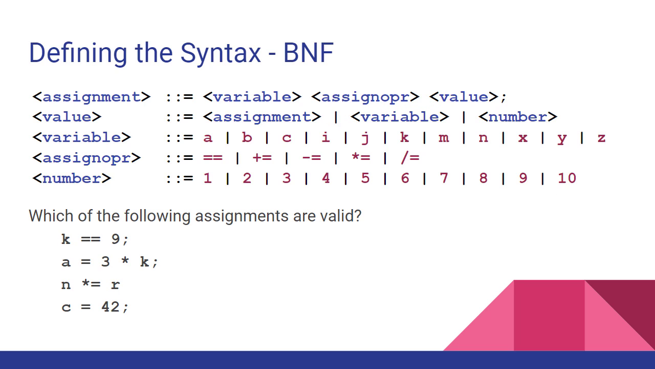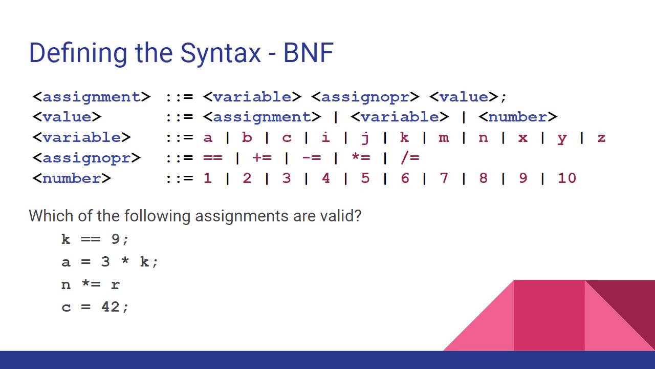So in this next set of assignments, K equals 9, K is a valid variable, double equals is a valid assignment operator, and 9 is a valid value, so that's valid. A single equal makes it not valid, so that's invalid syntax. For the third one, we have N times equals R. N is a valid variable, times equals is a valid assignment operator, but R is an invalid variable, and we're also missing a semicolon, so this isn't valid.